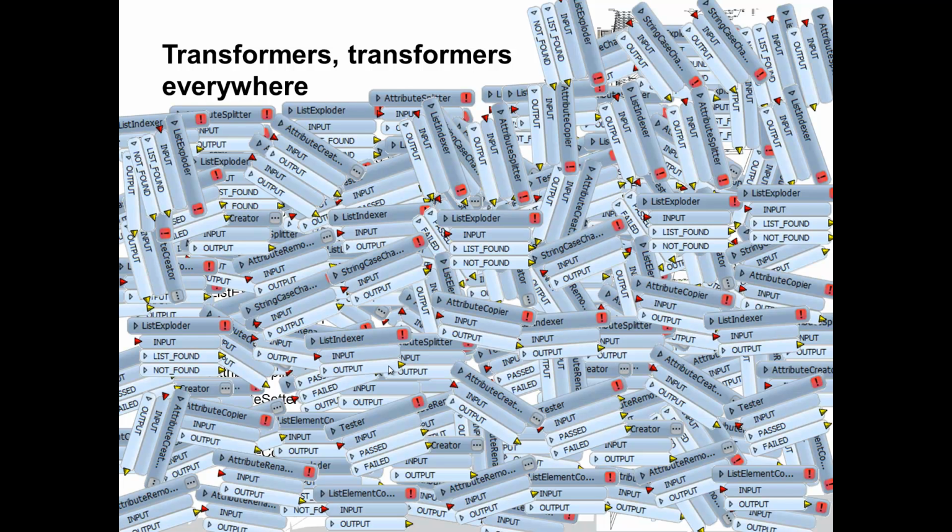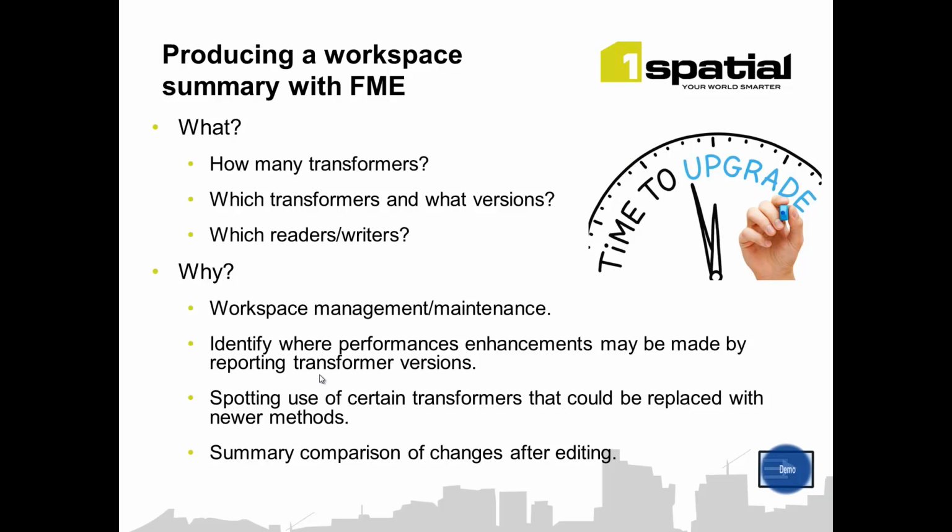There were too many transformers in the workflow to be able to physically count them, over 900 of them. So we needed to understand what was being used and try to understand what the themes were, and why, when we were unpicking the process. So let's go and have a look at how we did that. You can actually write an FME workspace to read an FME workspace. This is a really handy technique.